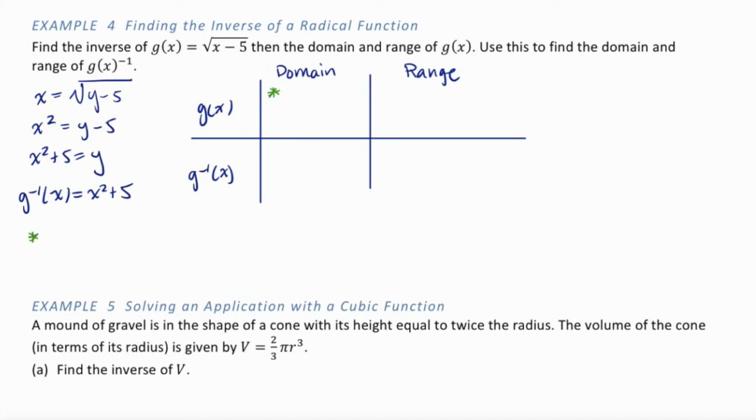So in order to find our domain, let's solve the inequality. Let's solve the inequality y minus 5 is greater than or equal to 0. Adding 5 to both sides yields y is greater than or equal to 5. So this tells me my domain starts at positive 5 and goes out to infinity. I'm guaranteed that this will be the range of my inverse function.